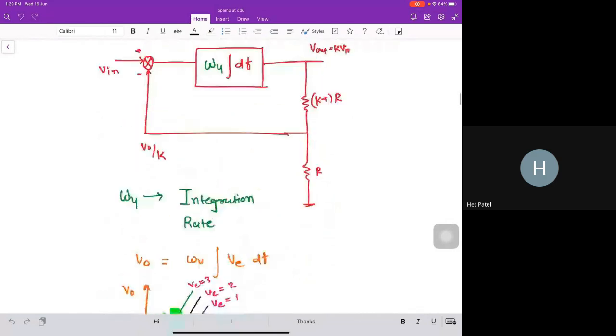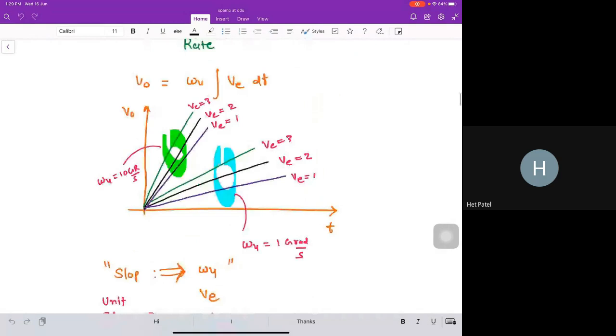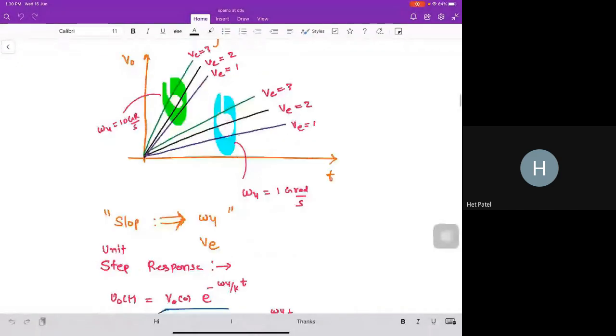Then let's simply take this V output. Here the V is integrating the error, right? So V output equals omega u times the integral of V e dt. I just want to show you the plots for two different omega u. Here omega u is a frequency that I will prove later. For the lower value of omega u, you can see that the integration rate is low, which means the ramp rate is low, the slope is low. For the higher value of omega u, the slope is higher. For the different values of V, you can see that. So the slope depends on omega u and the V itself. So this is the thing.